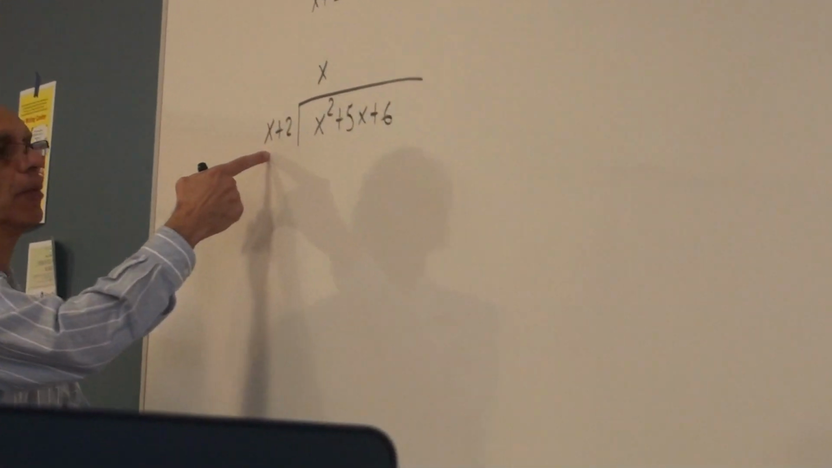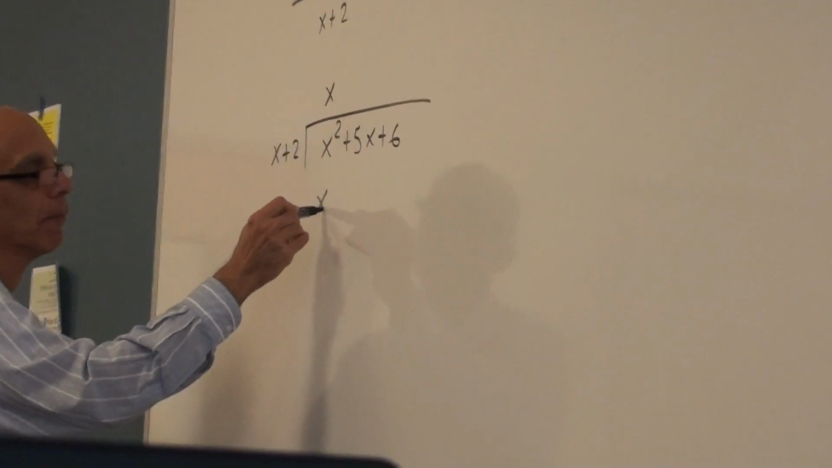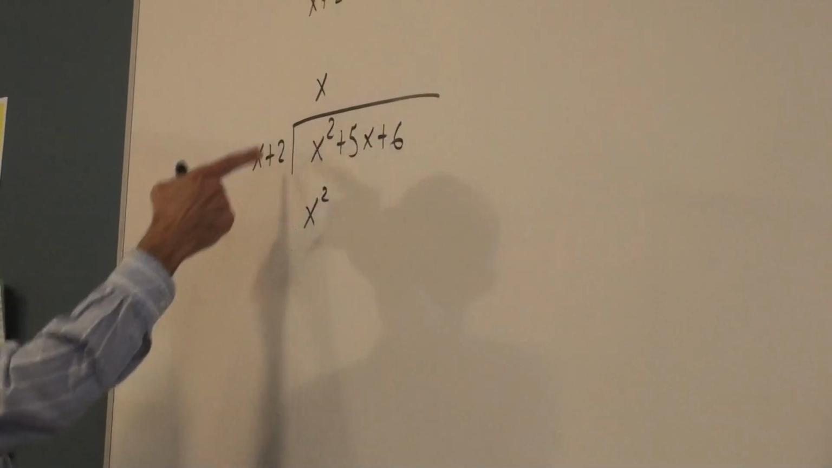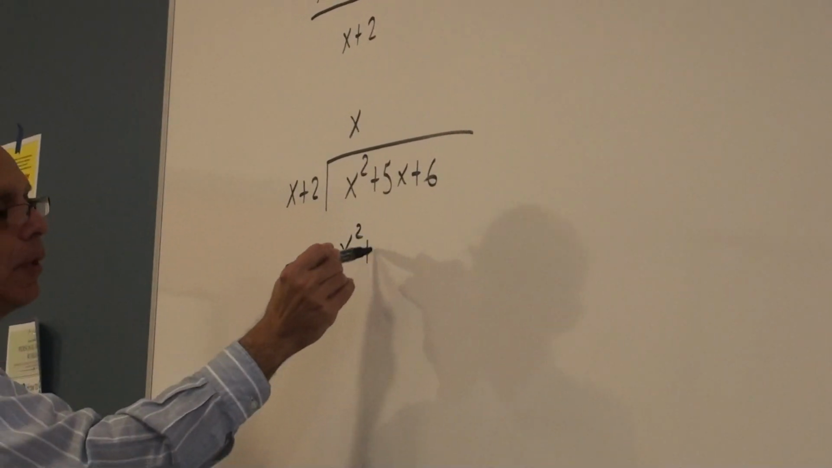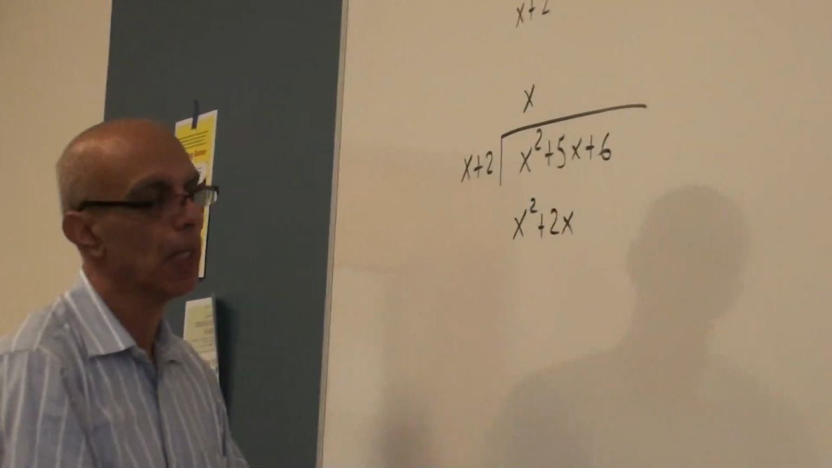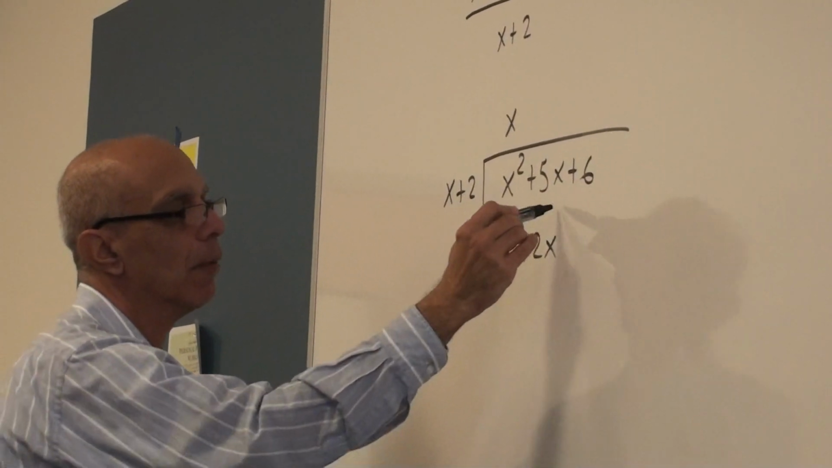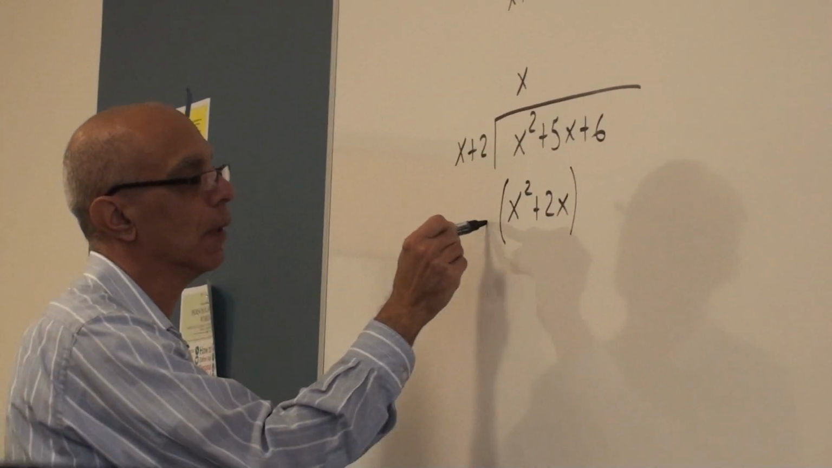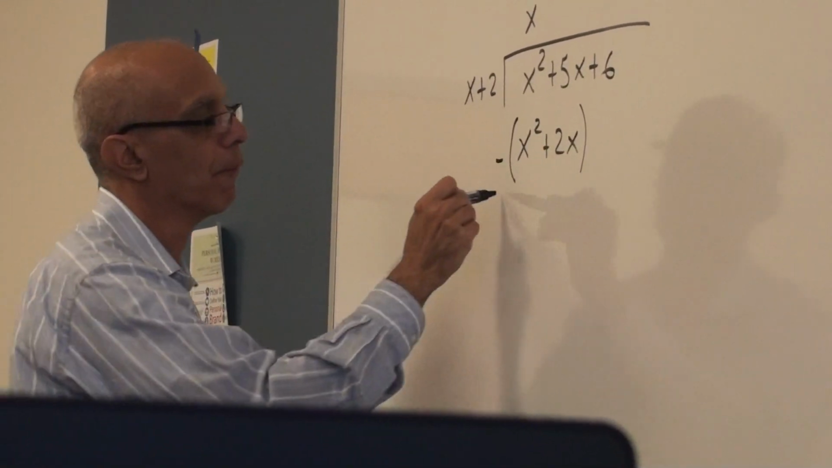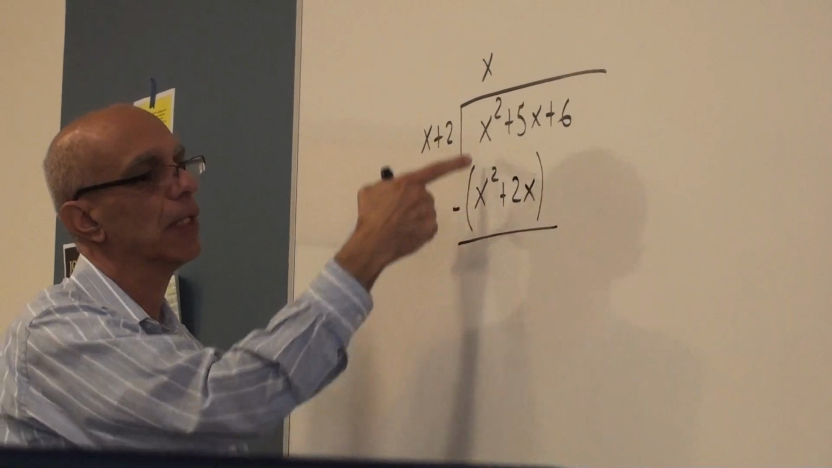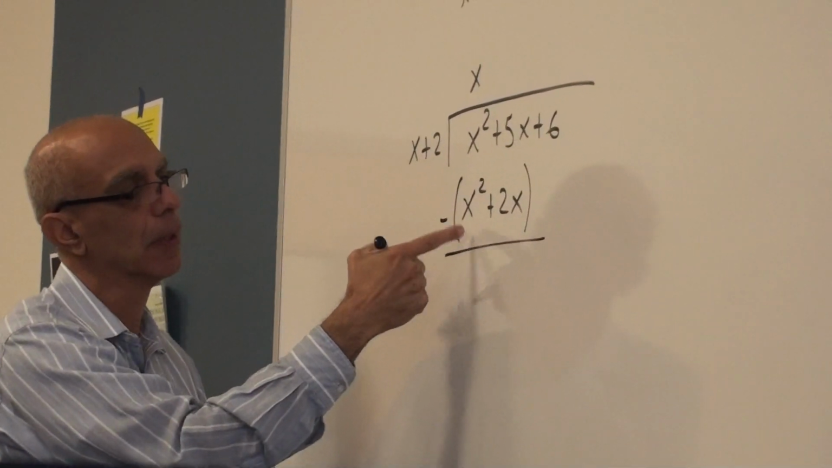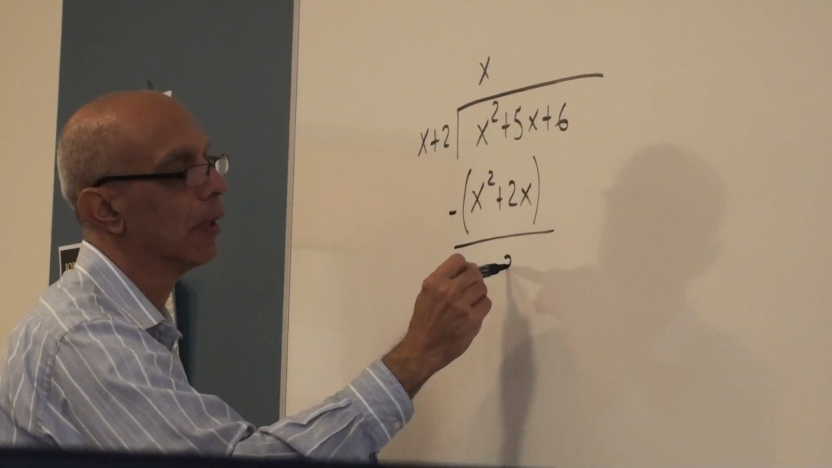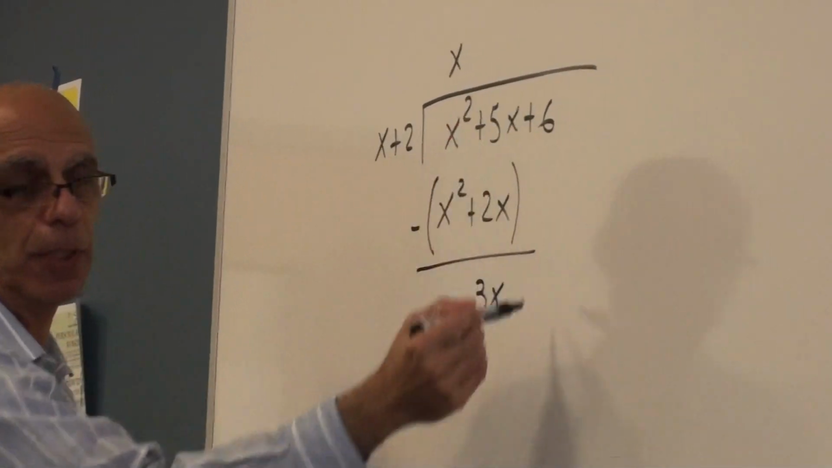So x times x is going to be x squared. X times 2 is going to be 2x. Then we take away, and remember to put the parentheses. This is very important. Negative sign before. So now this is going to be negative. It's going to cancel this. This is going to be negative. It's going to be 3x. Then I bring 6 down.